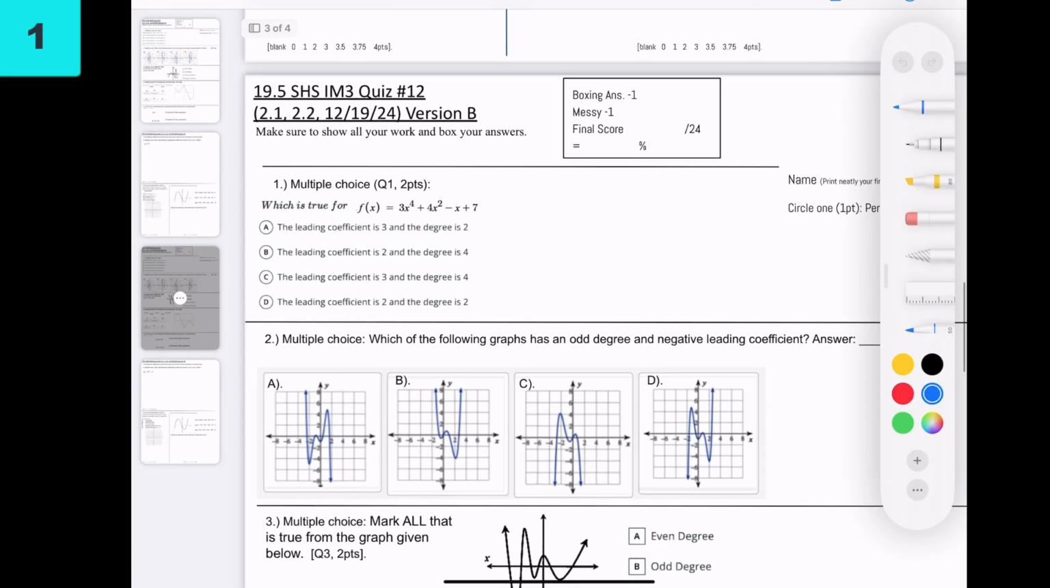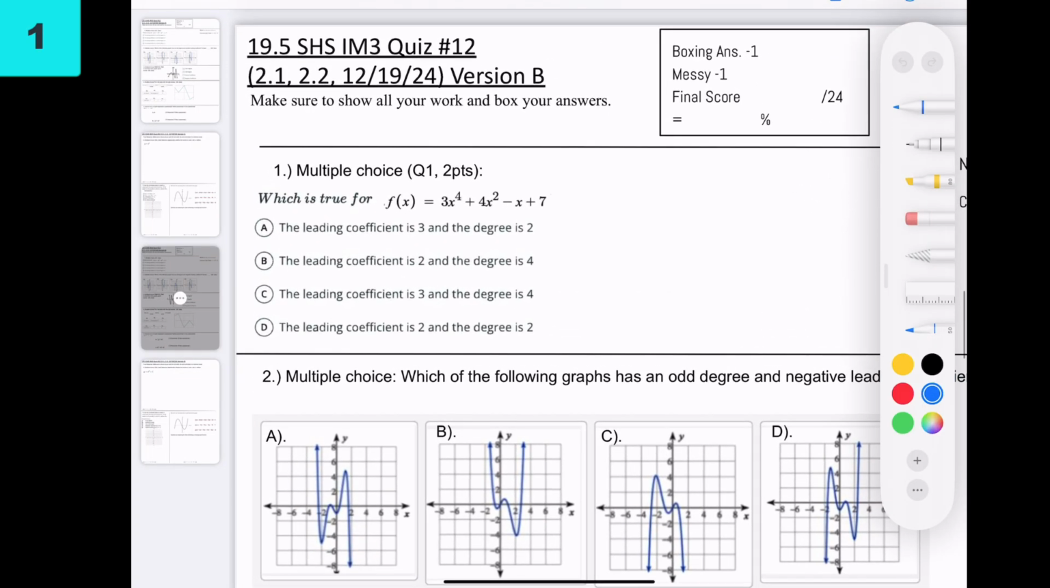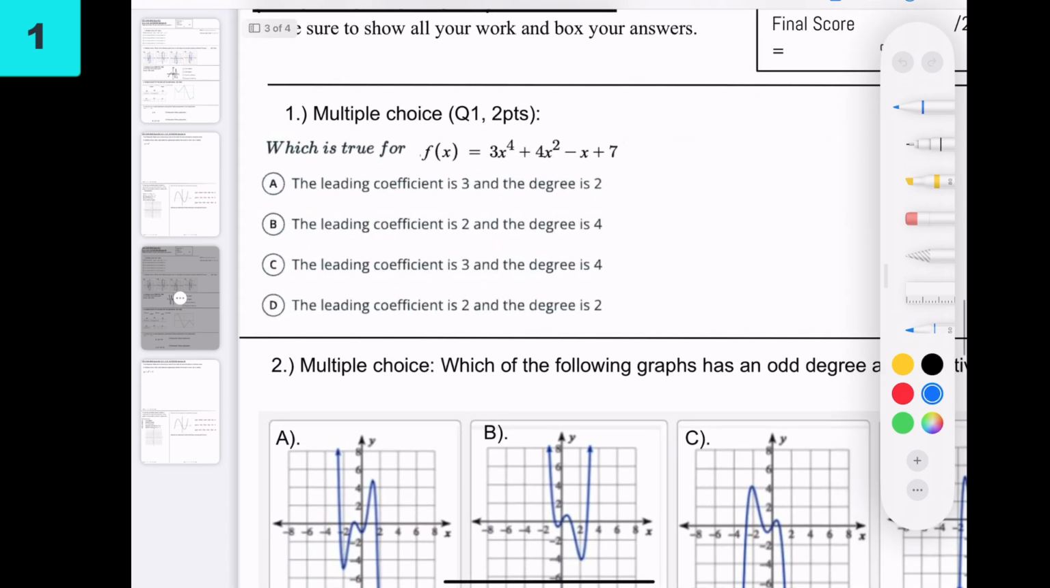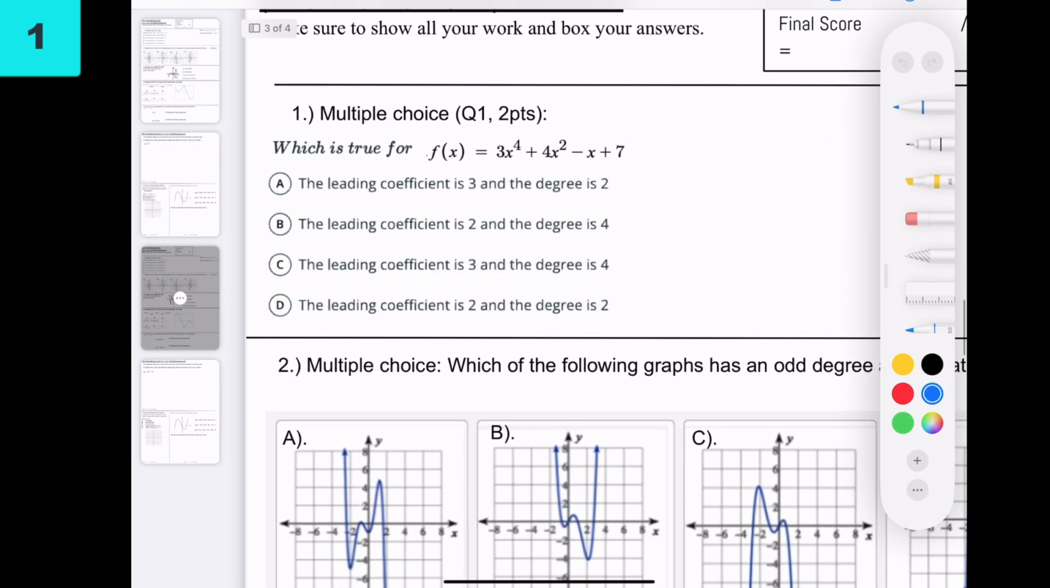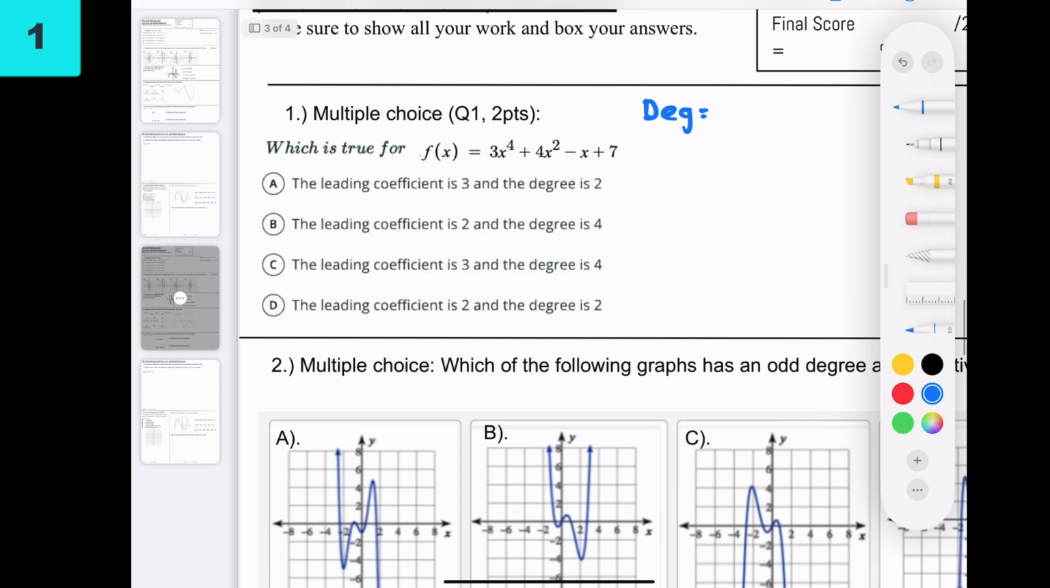Alright, let's go over version B, quiz number 12. What is true about this function? You'll notice that the highest degree in this problem is going to be a fourth degree polynomial. The degree, or the exponent, is a 4. So that's this one and this one.